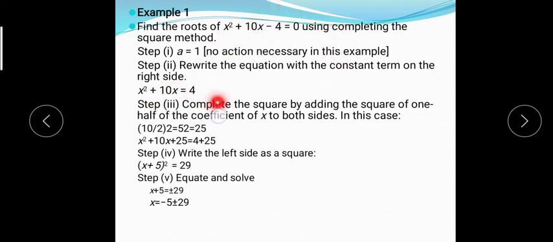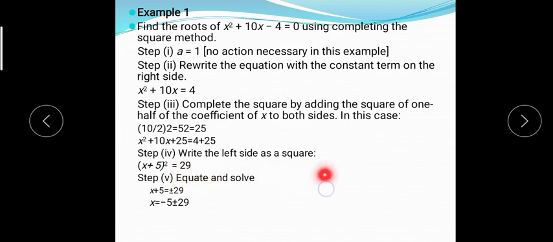It will become 4. Complete the square by adding the square of 1/2 of the coefficient of x. The coefficient of x is 10. 10 by 2 whole square, 10 by 2 is 5. So 5 square is equal to 25. So add this 25 to both sides. After adding, step 4, rewrite the left side as a square. Now listen, x square plus 10x plus 25 you can write as x plus 5 whole square, that is equal to 29.